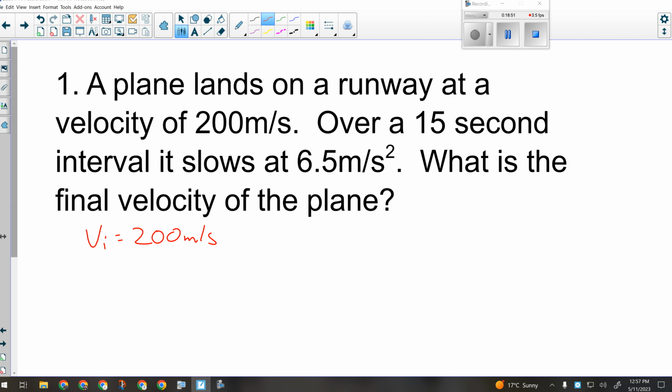Over a 15-second interval, what did they give me there? Time. It slows at 6.5 meters per second squared. What did they give me there? Acceleration. And I can really only tell that from the units and maybe saying it slows at a rate. Like this is a rate they're giving me. So what do I need to make sure I do with that 6.5?